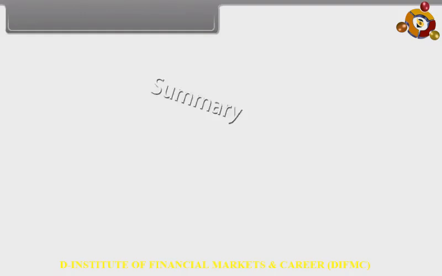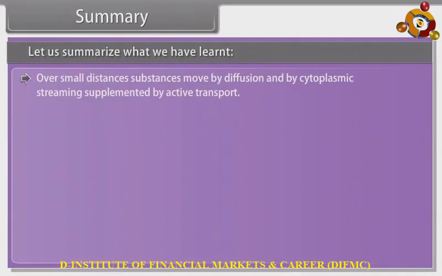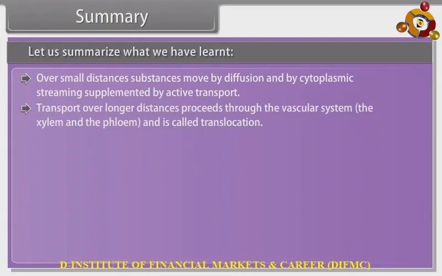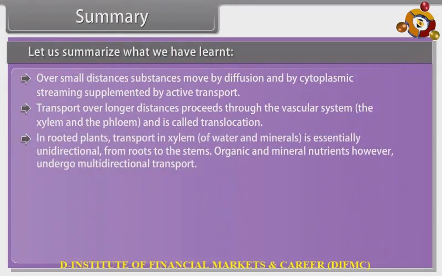Summary. Let us summarize what we have learned. Over small distances, substances move by diffusion and by cytoplasmic streaming supplemented by active transport. Transport over longer distances proceeds through the vascular system and is called translocation. In rooted plants, transport in xylem is essentially unidirectional, from roots to the stems. Organic and mineral nutrients, however, undergo multidirectional transport.